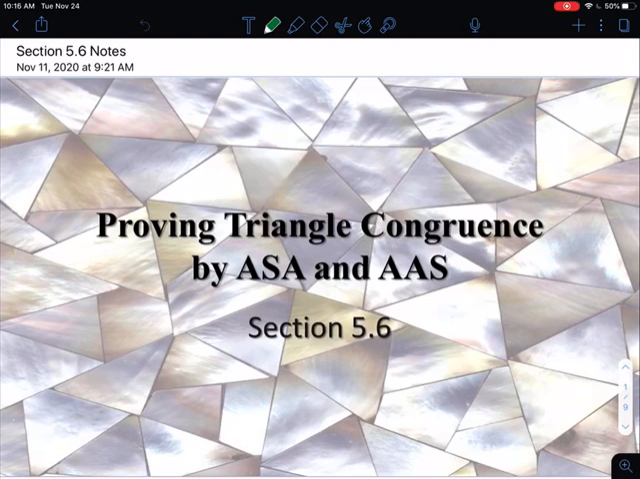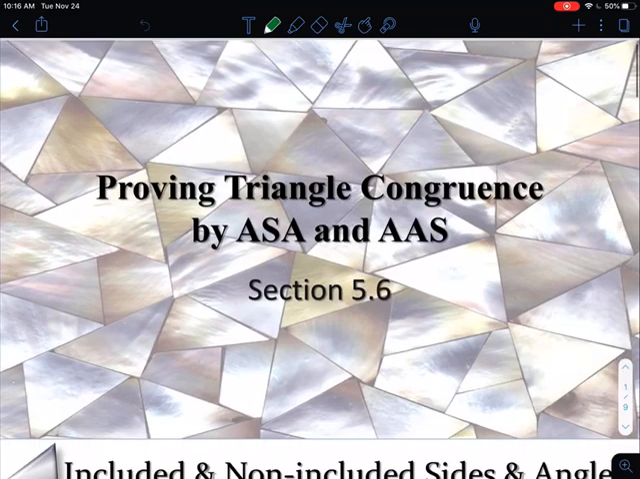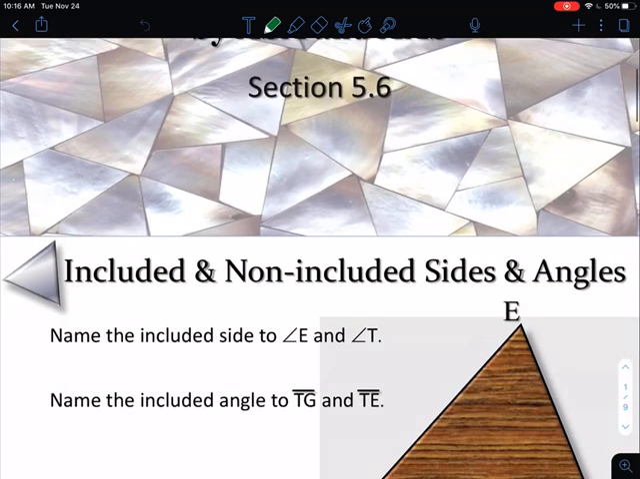All right, so today we're going to move on to the next section of Chapter 5, which is going to add in a couple more shortcuts for proving triangles congruent. If you remember in the last section, we talked about side, side, side, side angle side, and hypotenuse leg, and those are three shortcuts we could use to show that two triangles were congruent to one another. We're going to throw two more into the mix with ASA and AAS, and we'll talk about those here in a second.